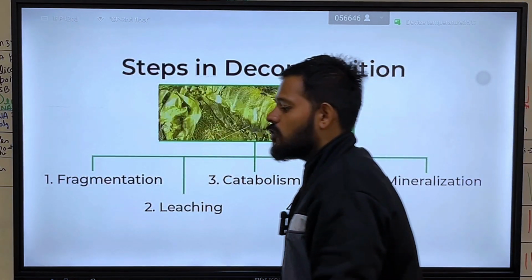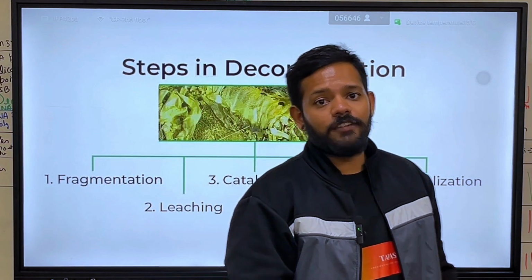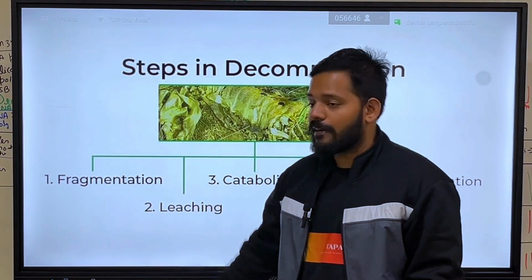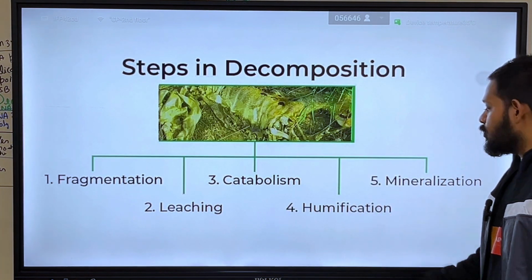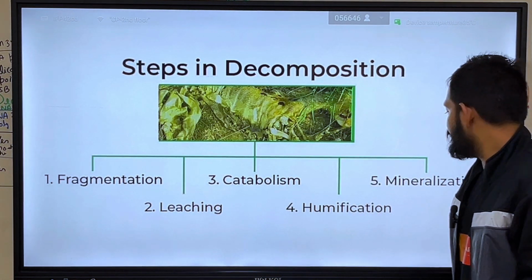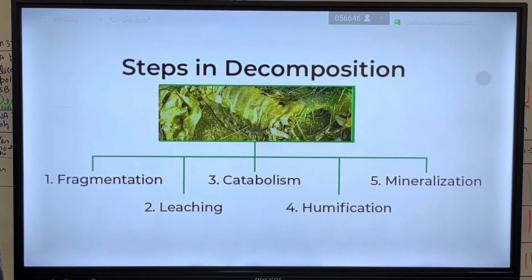Okay, next, now there are five steps in the process of decomposition. First is fragmentation, second is leaching, third is catabolism, fourth is humification, and fifth is mineralization. Okay, so first we talk about fragmentation.